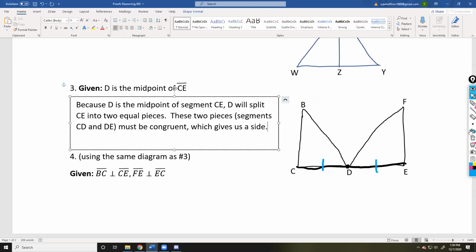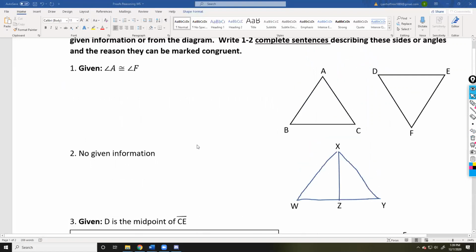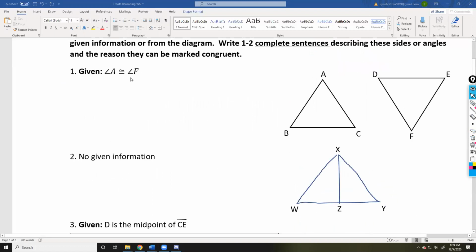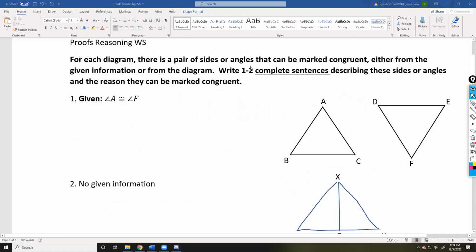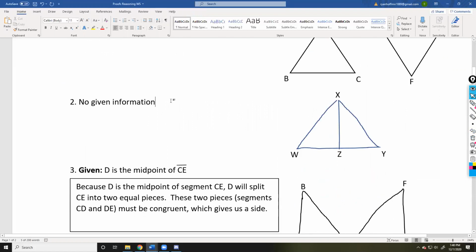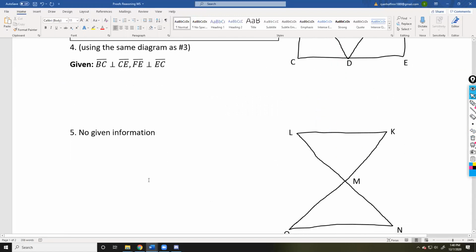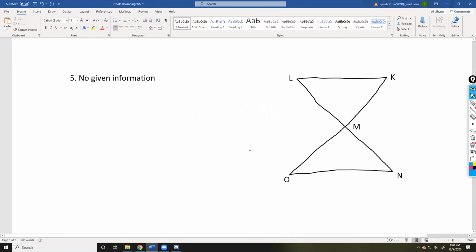Sometimes it'll be as simple as the pair of sides are marked congruent. So number 1 is going to be really short, a pretty short sentence. Remember I said a pair of angles can be marked congruent either from the given information or from the diagram. If you see no given information, it means the thing you're looking for is from the diagram. So on number 5, there's something in the diagram that we can mark congruent, and you need to pinpoint what those 2 are.